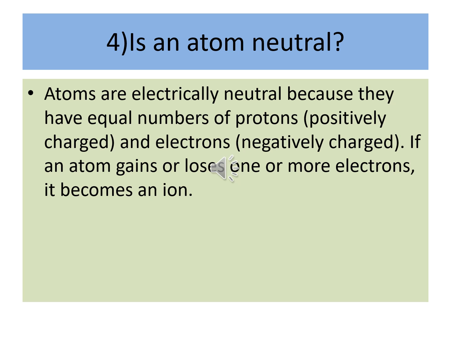Okay, we all read this one. Is an atom neutral? Atoms are electrically neutral because they have equal numbers of protons, within the bracket positively charged, and electrons negatively charged, within the bracket. If an atom gains or loses one or more electrons, it becomes an ion. Okay, did you write? We will go to the next question.